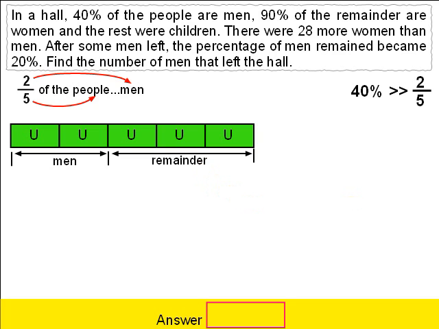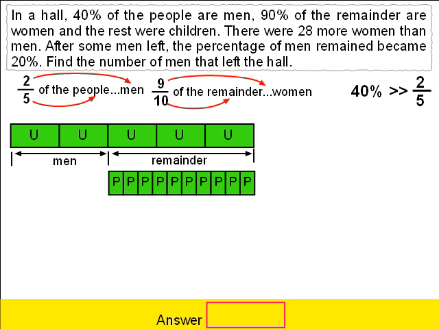Then the question says 90% of these 3 units, this remainder, are women and the rest were children. Alright, so look at 90%. 90% expressed in fractions is 9/10. So it reads 90% of the remainder are women, which is equivalent to 9/10 of the remainder were women.